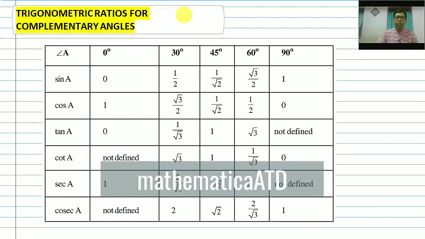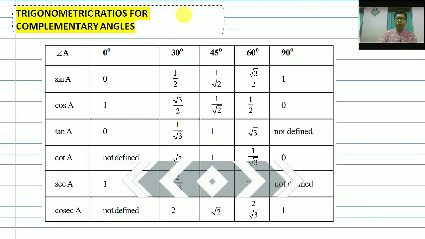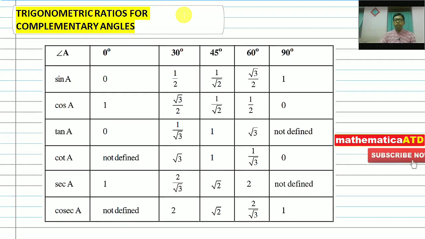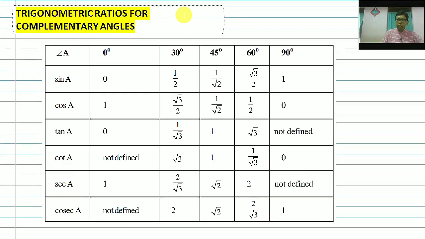Dear students, today I shall start trigonometric ratios for complementary angles. Before that, another time, it is a recap from the previous chapter. The standard angles 0 degree, 30 degree, 45 degree, 60 degree and 90 degree, and the corresponding functions are sine, cos, tan, cot, sec and cosec.